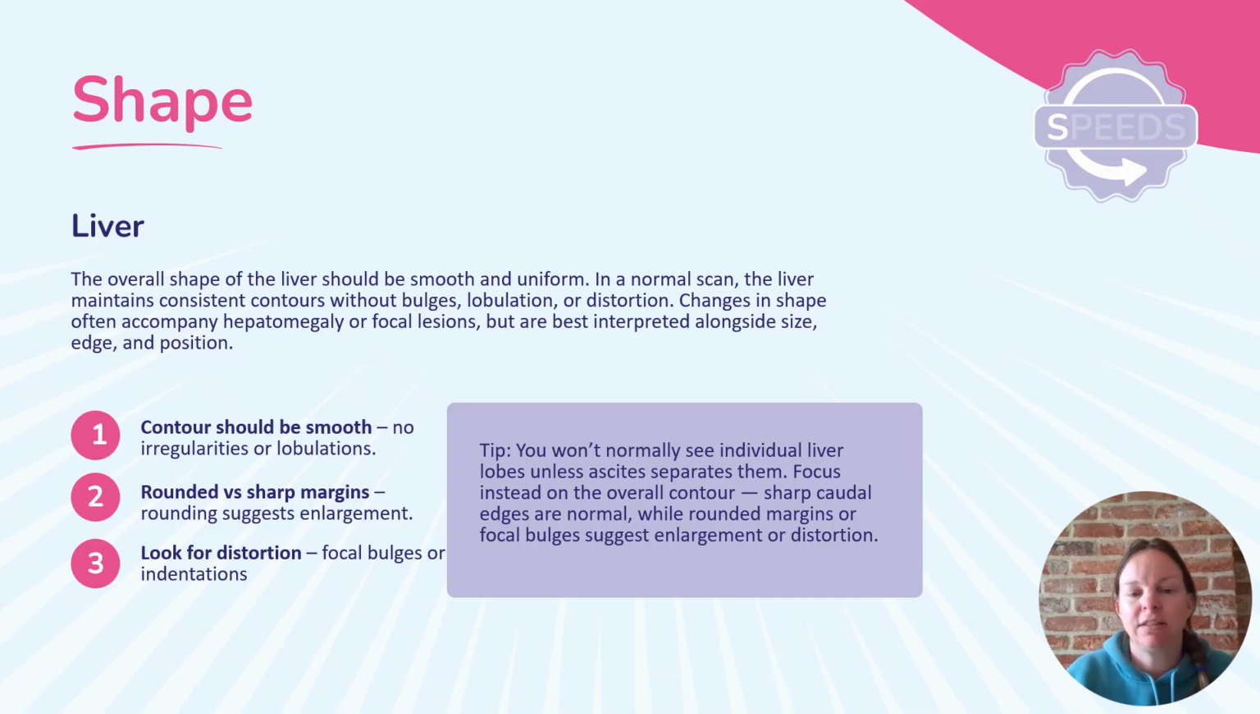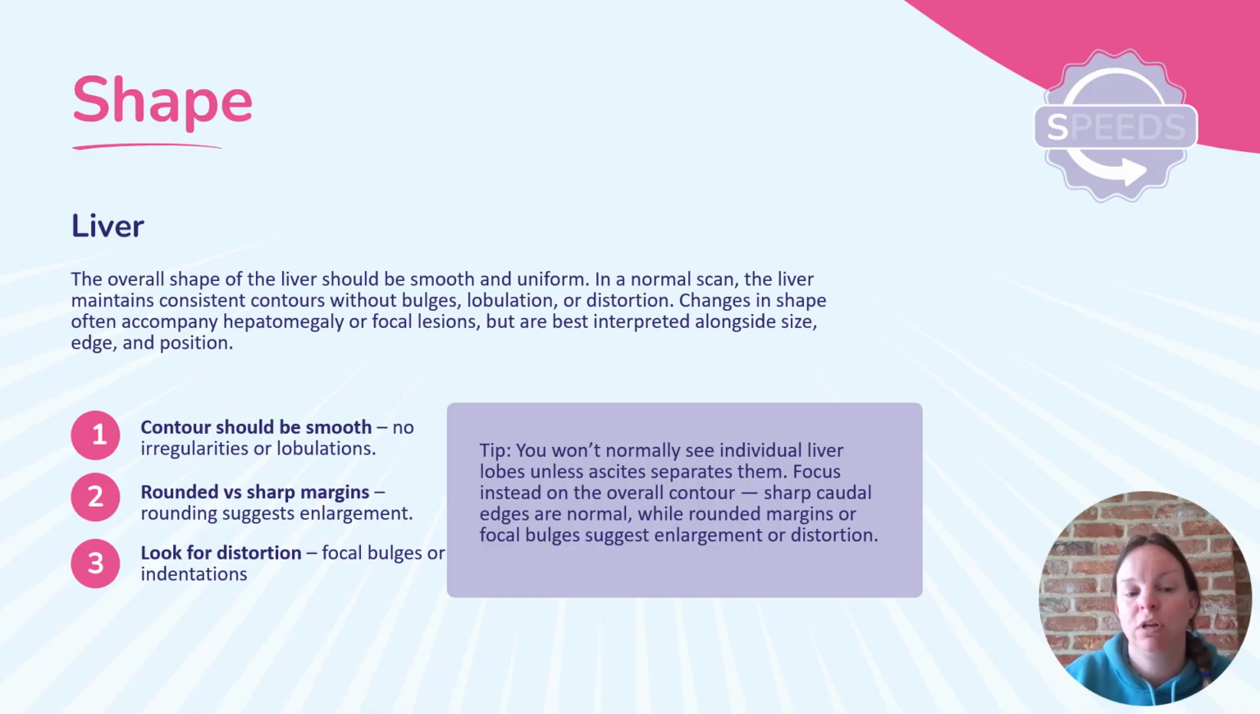So these changes often accompany hepatomegaly like we saw in that previous case, but it can also be focal lesions that are altering the shape of the liver. But these are, again, best interpreted alongside the size, edge and position of the liver. So contour should be smooth, no irregularities around the edge, rounded versus sharp margins, again thinking about hepatomegaly and looking for focal distortion.